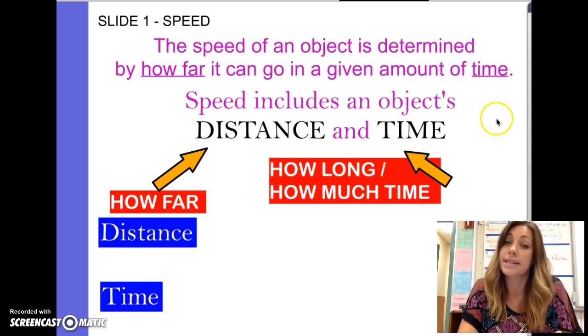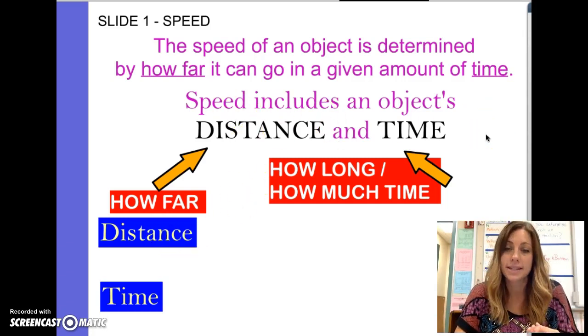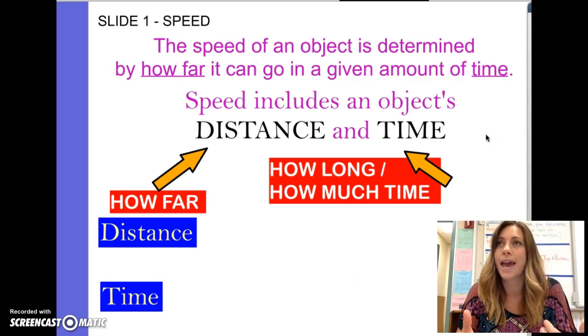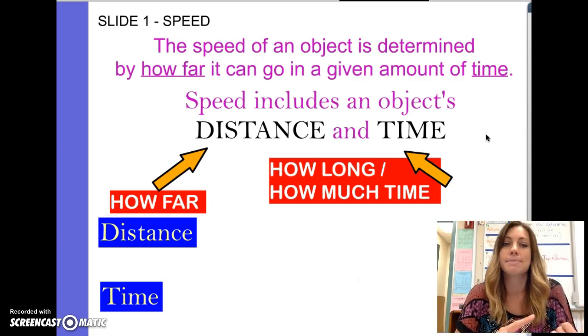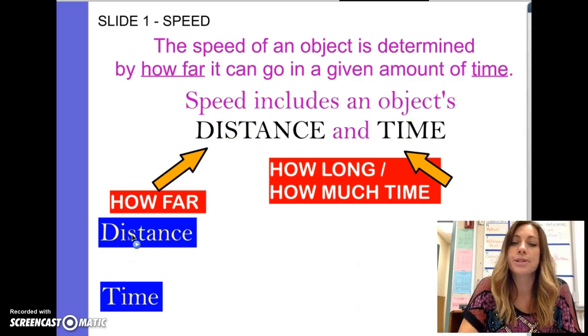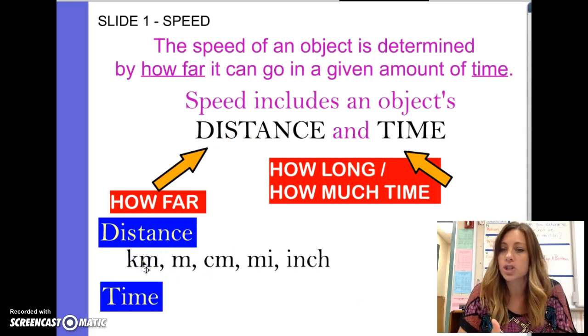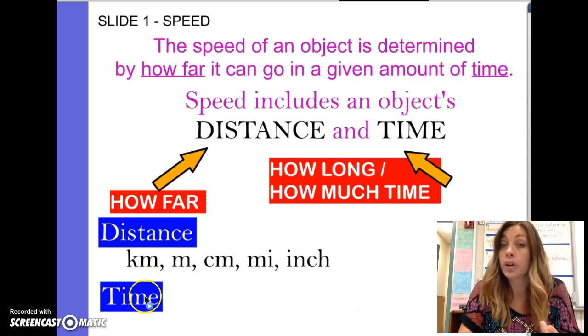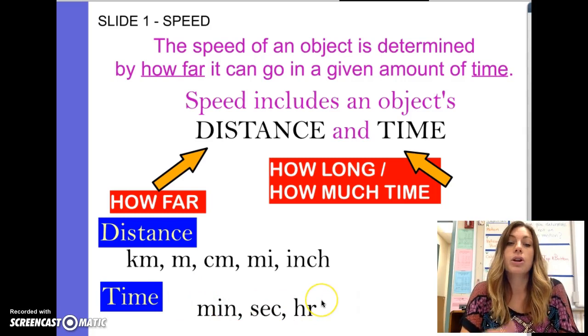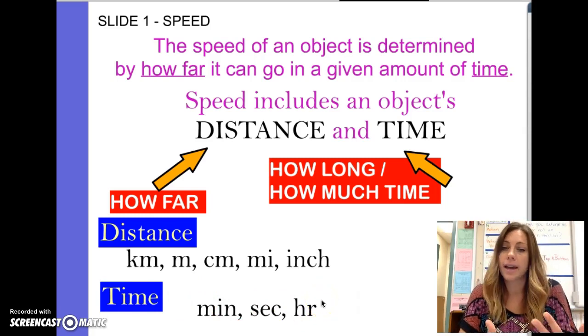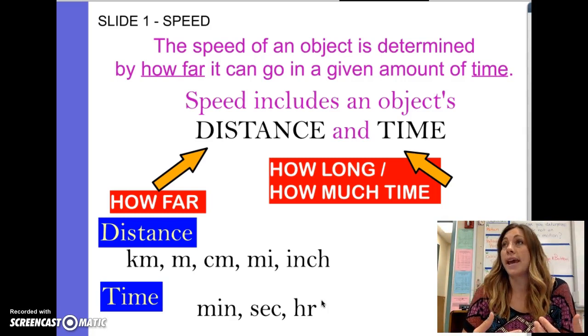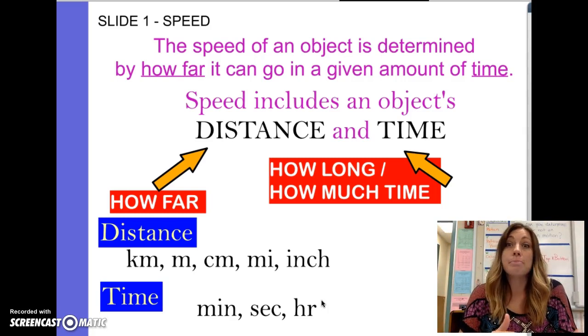You need to write both of these things down, that speed includes an object's distance and an object's time. That's why we say miles per hour, because miles is the distance and time is how long it took them. Some examples of units for distance are kilometers, meters, centimeters, miles, inches. In science, we won't use miles and inches a lot because it's not metric, but those are units of distance. And then some other units of time would be minutes, seconds, hours. We could even say years, milliseconds. All of those are units of time.